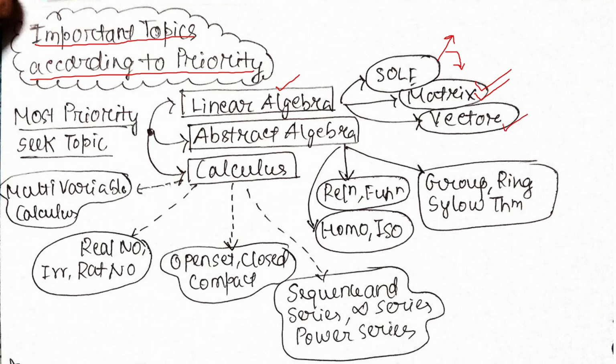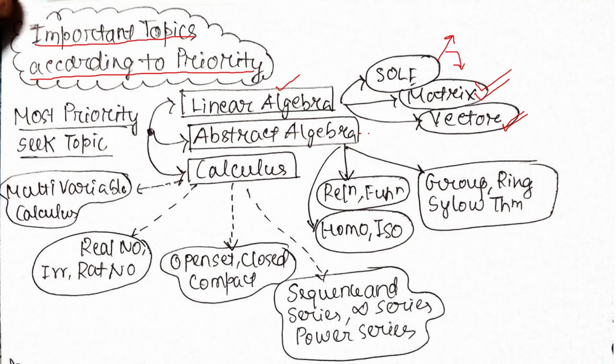Next comes vector spaces. You have to know the concept of eigenvalues, eigenvectors, linear mapping, and isomorphism also. These are the subtopics which are related to vector spaces. Again, one important topic was the minimal polynomial. You can include that topic in vector spaces.